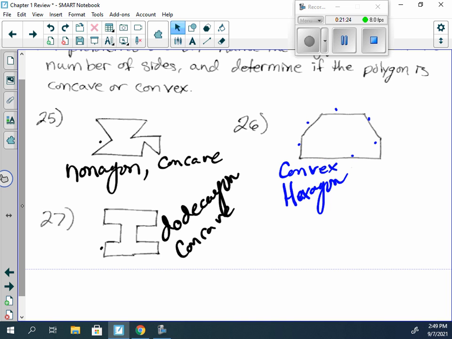If we extend any of those sides and it goes into the shape, it is concave. No, I'm talking about how you get the name. How many sides does it have? So it is dodecagon. It has 12 sides.